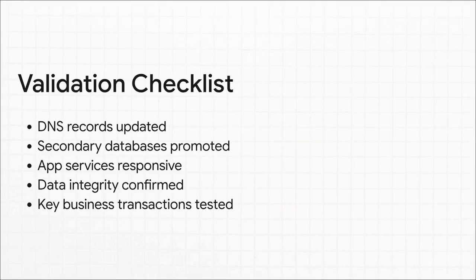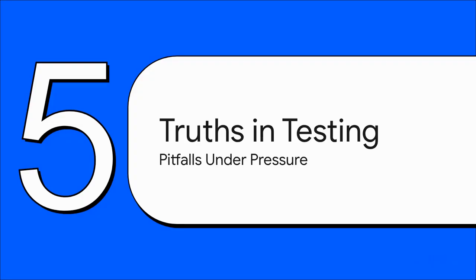So the automation is running, but the team's work isn't done. Not by a long shot. They immediately shift their focus to validation. As the automated steps complete, they start running through their post-failover checklist. Has Traffic Manager rerouted DNS? Are the SQL failover groups now pointing to the secondary databases? Are the app services actually responding? And maybe most importantly, can we process a key business transaction from end to end? Trust, but verify.